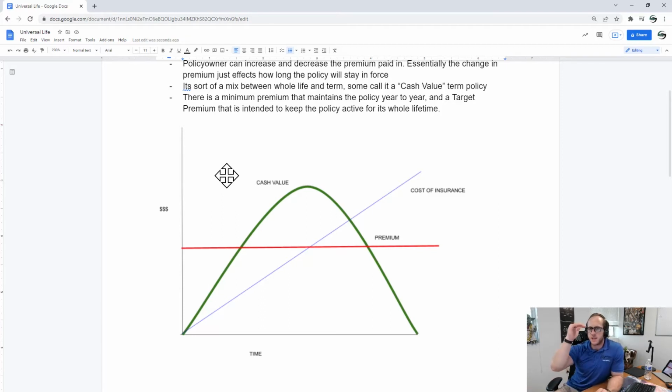Say it's $10 a month one year, then $15 a month the next year, and then $21 a month the next year, just to maintain that policy. That's the cost of insurance you see with the blue line here. It goes up linearly in this example, but it would probably go up exponentially. This shows the cost of insurance increasing over time.